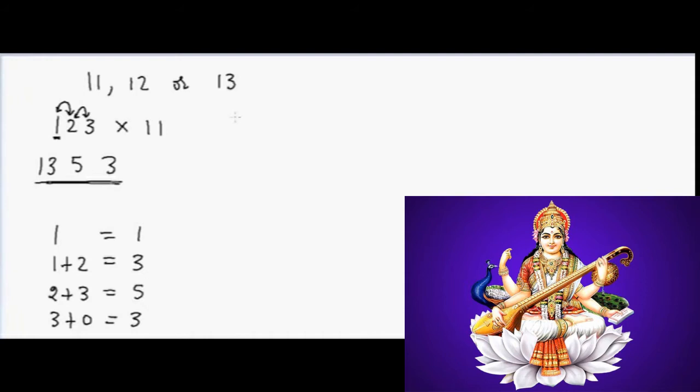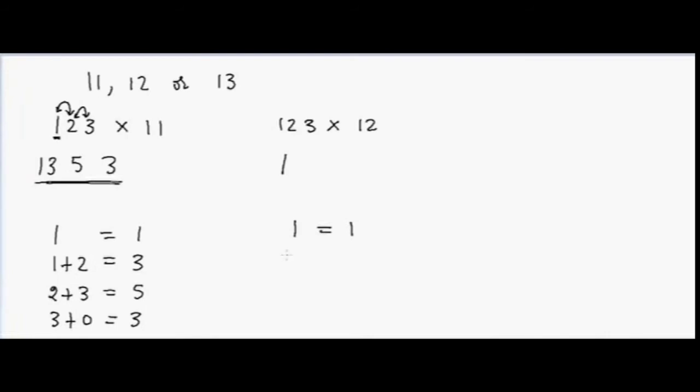Again, how will I do the same for 12? If I have 1, 2, 3 and I want to multiply by 12, here I'll first take the first digit. The first digit we have is 1, so I'll just write a 1 here. Then we have another digit. To calculate the second digit of our answer, we take the first digit, multiply by 2 and then add 2 into it. So 2 into 1 is 2, plus 2, 4.